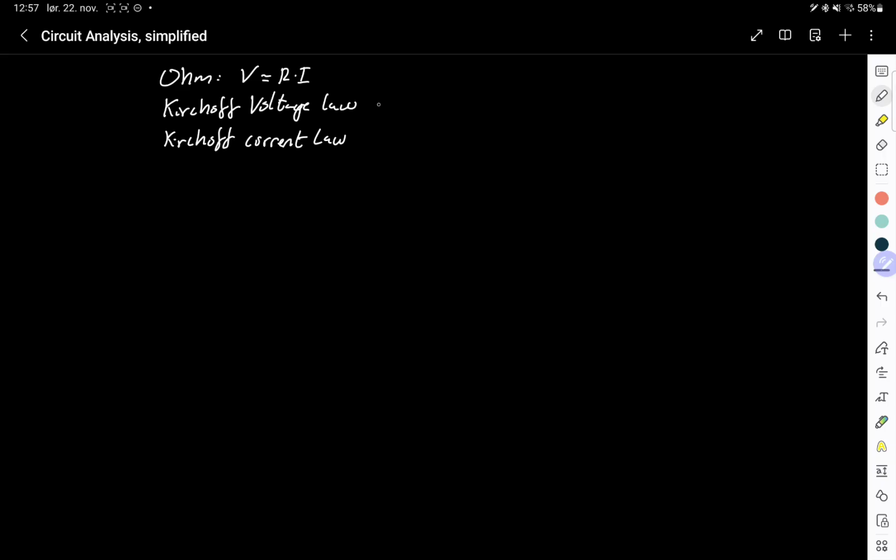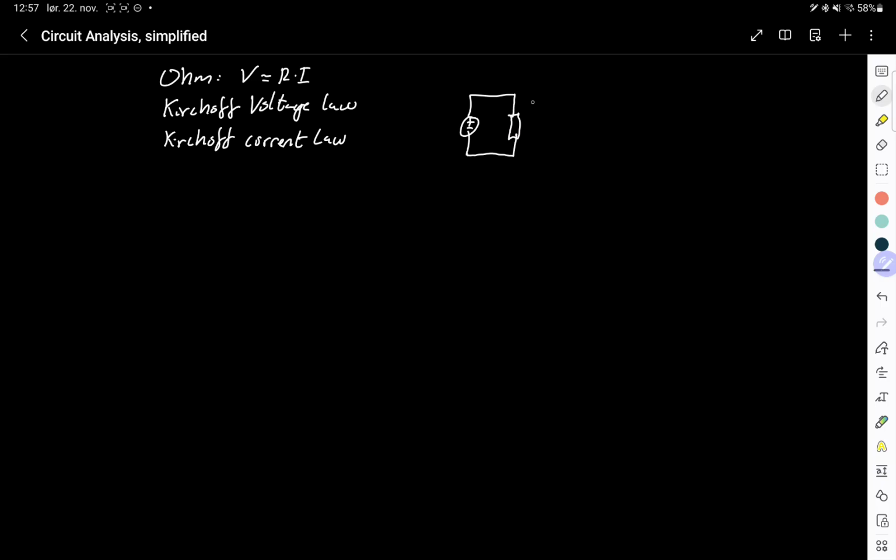Now, the voltage law literally just says that the voltage generated in a loop must equal the voltage used in that same loop. So if you've got, for example, a generator and a resistance here, so this is generating power, this is using power, the voltage generated here must equal the voltage that drops over there. That's Kirchhoff's Voltage Law, KVL.